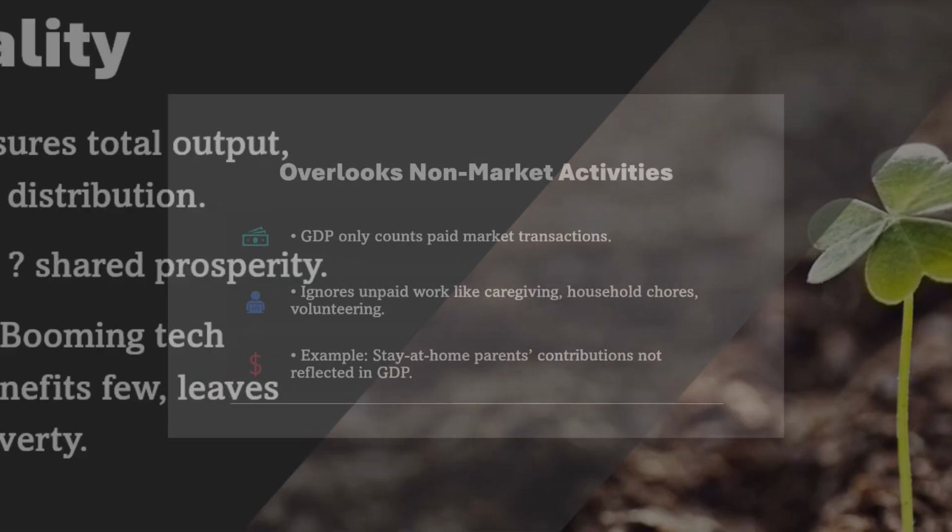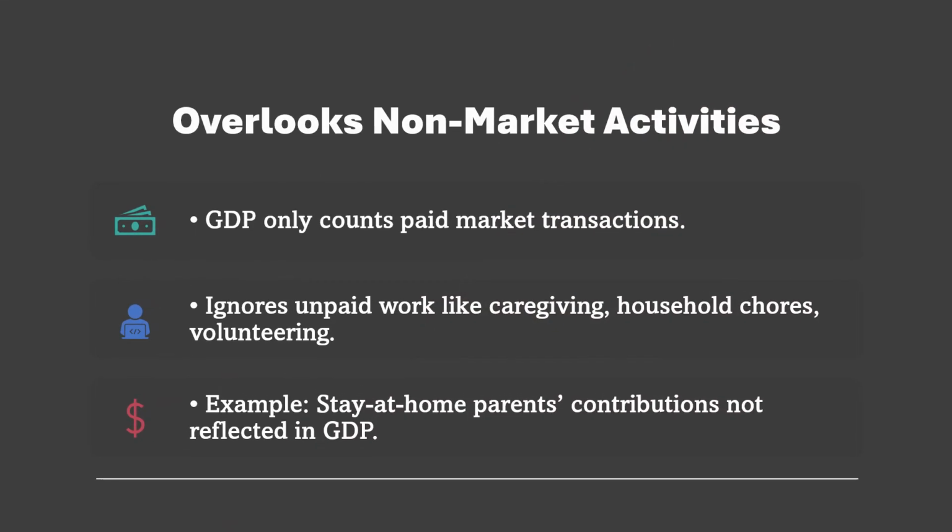2. Overlooks non-market activities. GDP only counts market transactions such as goods and services sold for money. It ignores unpaid work like household chores, caregiving, or volunteer activities which are vital for societal well-being. For instance, a parent staying home to care for children contributes to society but isn't reflected in GDP calculations.